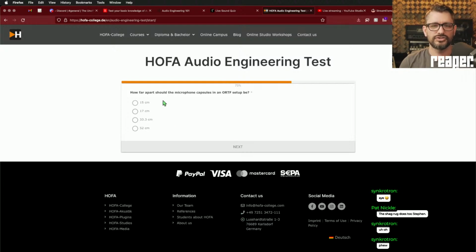How far apart should the microphone capsules in an ORTF setup be? 15 centimeters, 17 centimeters, 33.3 centimeters, or 52 centimeters? All right, self-taught guys, what's the answer here? Do you even know what ORTF is? Let me grab some microphones and see if I can demo this. I can't find my pencil condensers, so we'll have to use 57 clones.